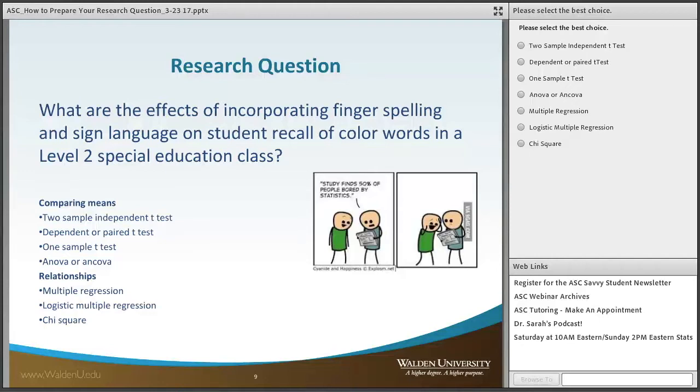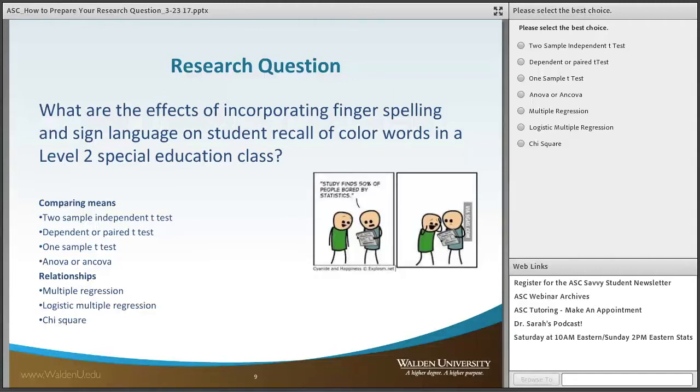So we could choose a two sample t-test and only compare them at the end, or we could choose an ANCOVA or ANOVA and compare them at the beginning and the end. So I'm going to suggest that would be the good one for this one.